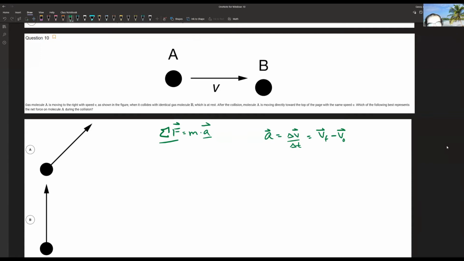So the final velocity is directly upwards. This is v final. The original velocity was to the right. So if I want to add these two, one way I can think about it is I'm going to take the v final and add a negative v original to it, which is going to flip the direction. Oops, I probably drew that way too big. But something like this. And so our acceleration is going to be in the direction of the change in velocity.